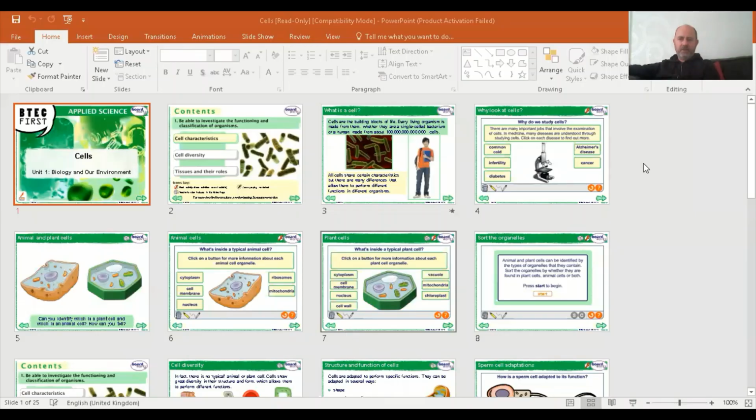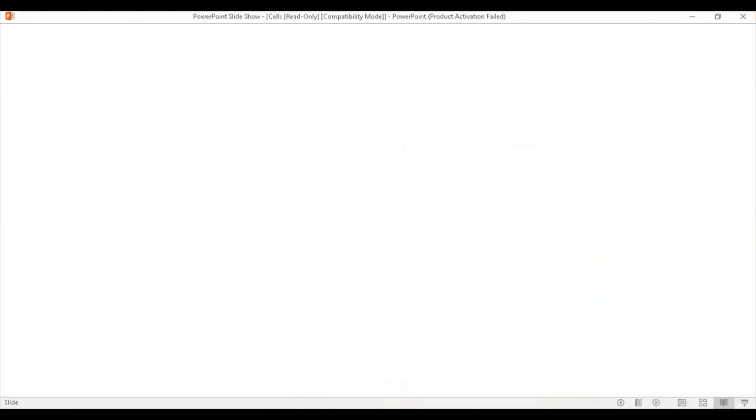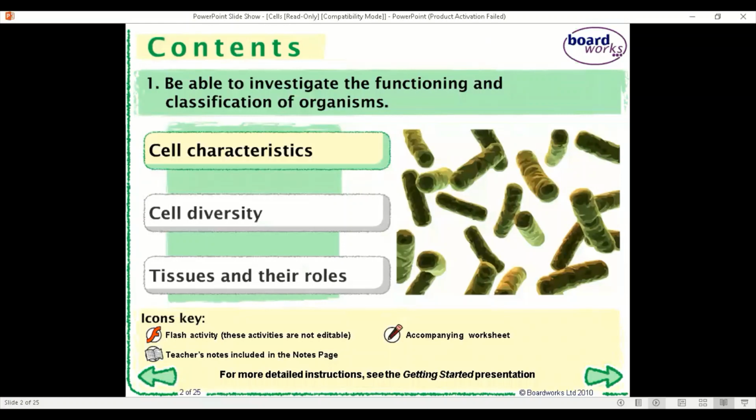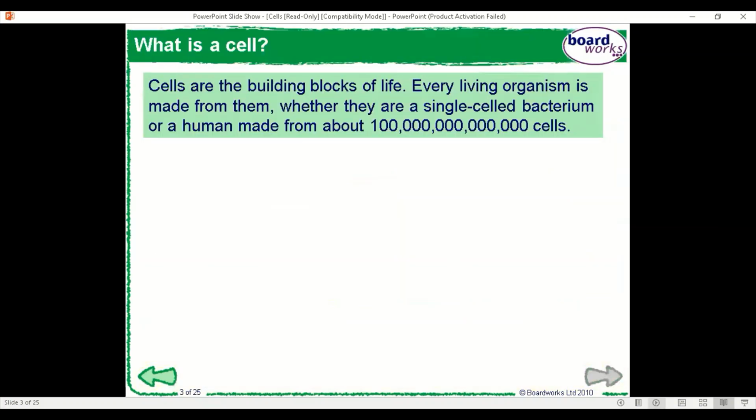This is an interactive Boardworks that I like using because you can see 3D models on here, and you can get a better understanding of what they're all about. So if we start with biology in our environment, and we look at cells. Now this is looking at cell characteristics. What we mean by characteristics is what makes up the actual cell and what it does, the job that it does.